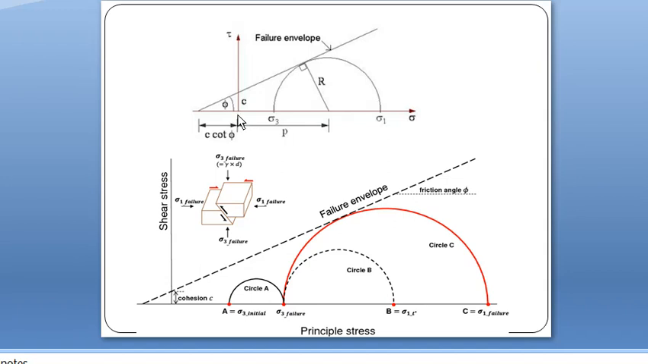And taking that value from the origin, we can mark sigma 1. And sigma 3 is the confining pressure, so taking the value from the origin, we will get sigma 3, and making this the diameter, you draw the Mohr circle. Okay, so like this we can draw the Mohr circle, and we can draw the failure envelope as the tangent, and its inclination will be phi, and the y-intercept will be the cohesion c.